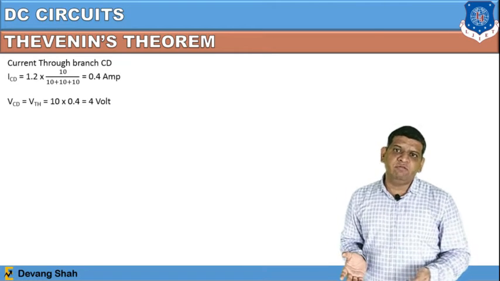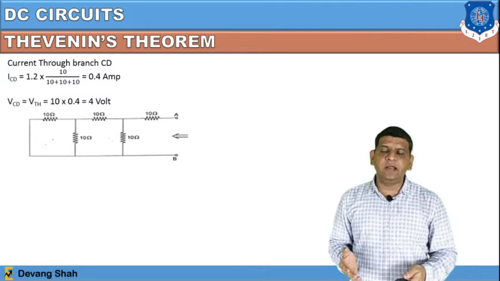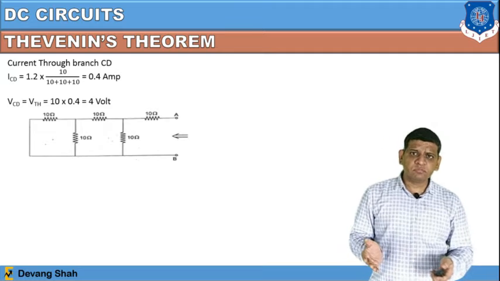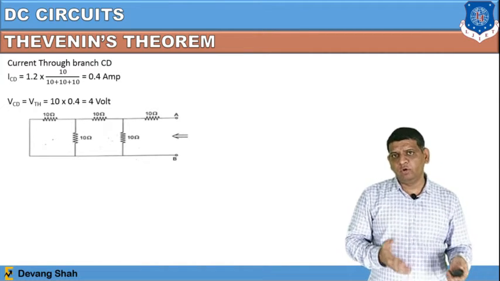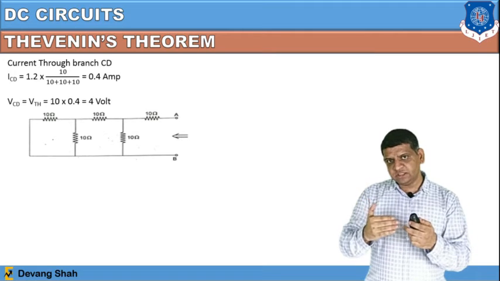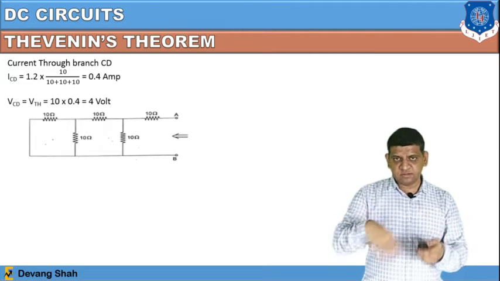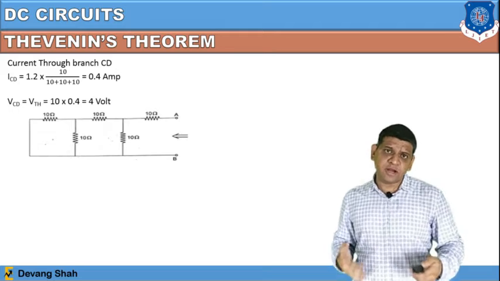Now to find VOC or VTH, I have to multiply 10 by 0.4 ampere current, so that would be 4 volt. So here my value of VTH is 4 volt, just remember this. Next we have to find the RTH.